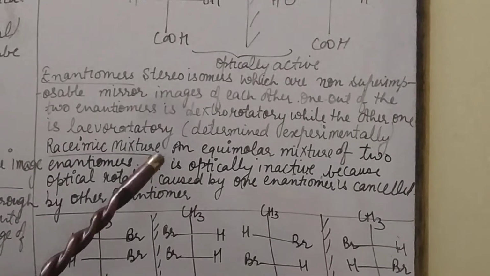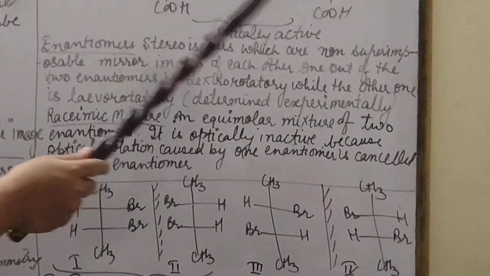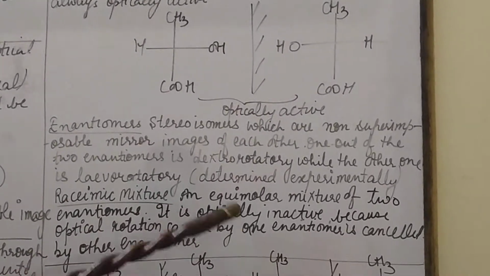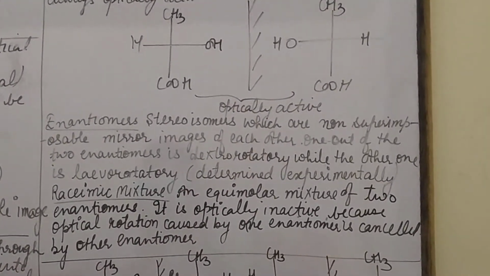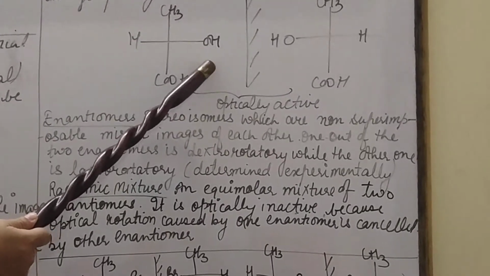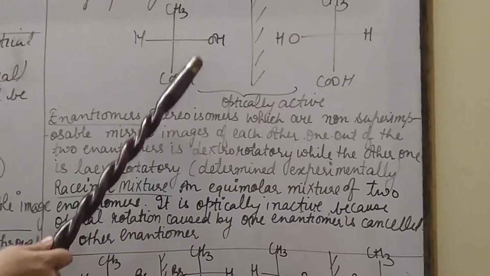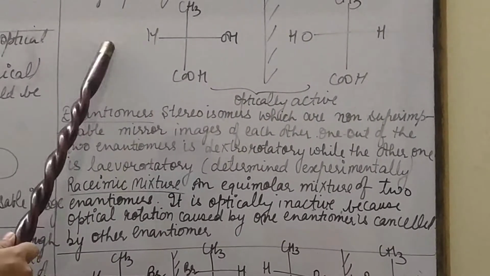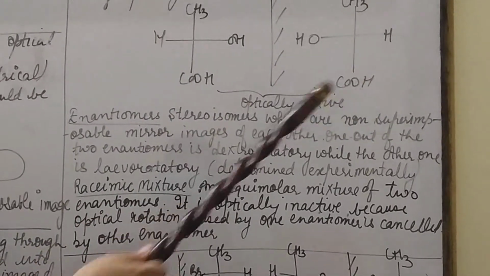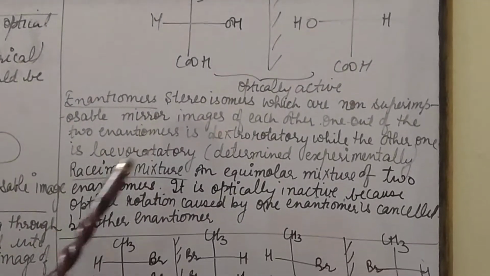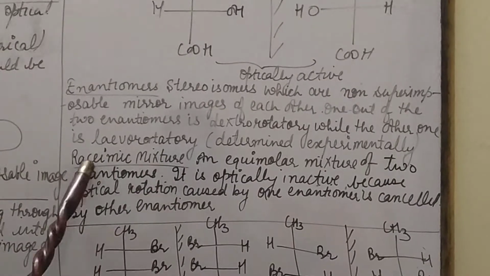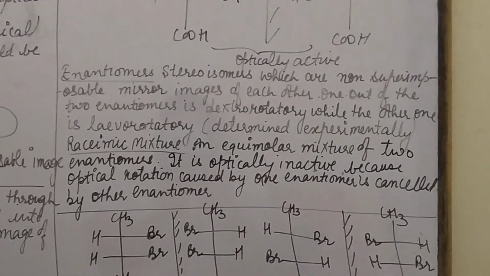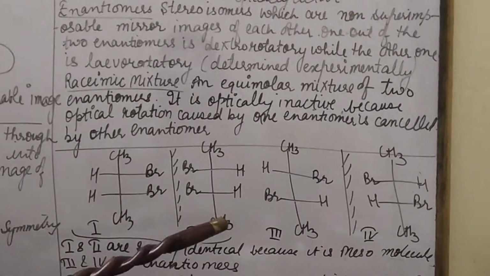So next we have racemic mixture. If we have both these molecules present in equal amount, what will happen? The resultant rotation will again get cancelled, because these 2 isomers, which are called enantiomers, will cause optical rotation but in equal and opposite direction, due to which the resultant rotation will be 0, and such a mixture is called racemic mixture. So let's discuss this important compound.